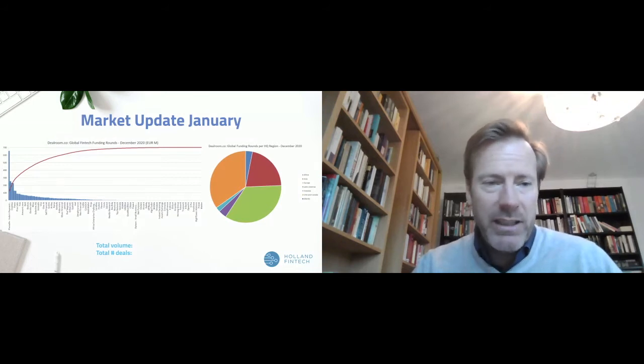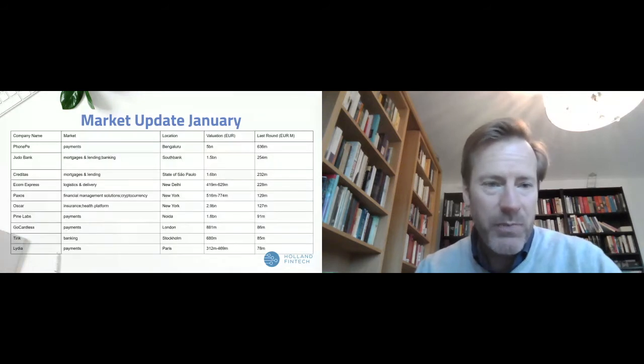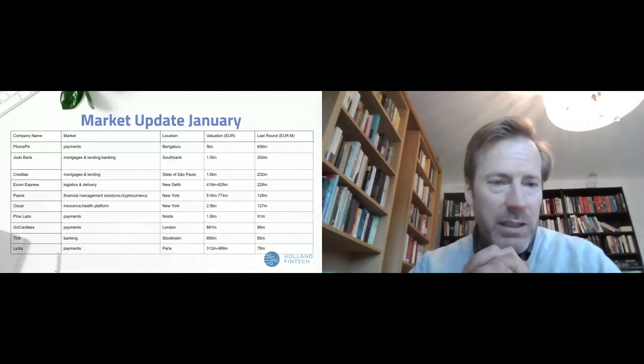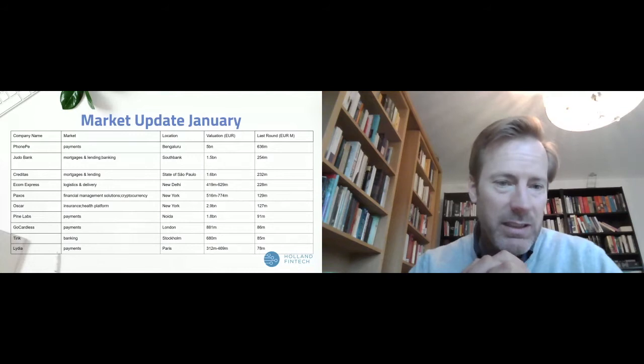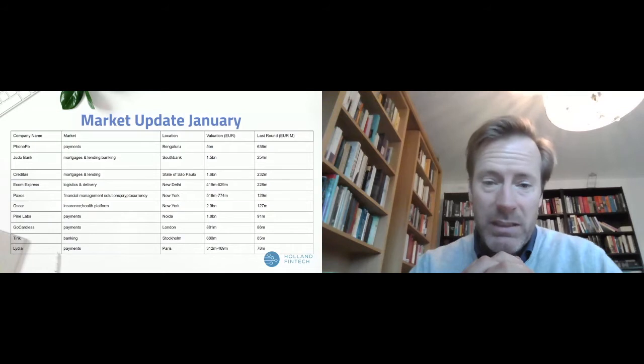So here are the fundings we found globally to be the largest. We saw an Indian payment company, PhonePe, to be the largest one, raising 636 million, and Judo Bank following swiftly. So it's quite interesting to see, again, neobanks and payments being very strong, but also mortgages and lending, and increasingly much more insurance being very active on raising funding. But it's the global list, so they might not all be that familiar.